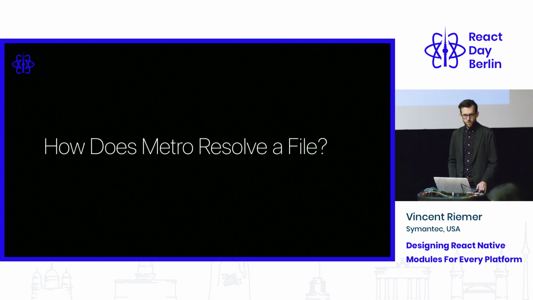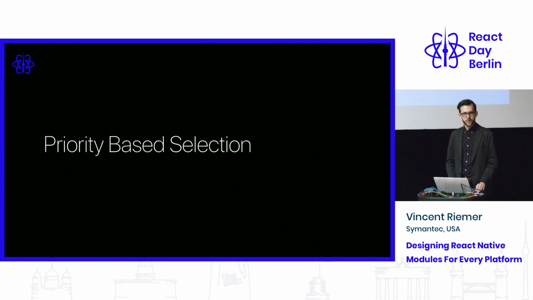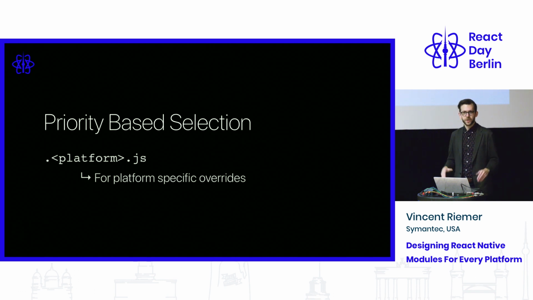What we need to know then is how Metro, which is React Native's bundler, picks which file to choose based on the platform. It's a priority-based selection. You start with platform-specific code, and in my case, because it would be a DOM platform module, it'd be .dom.js, right?